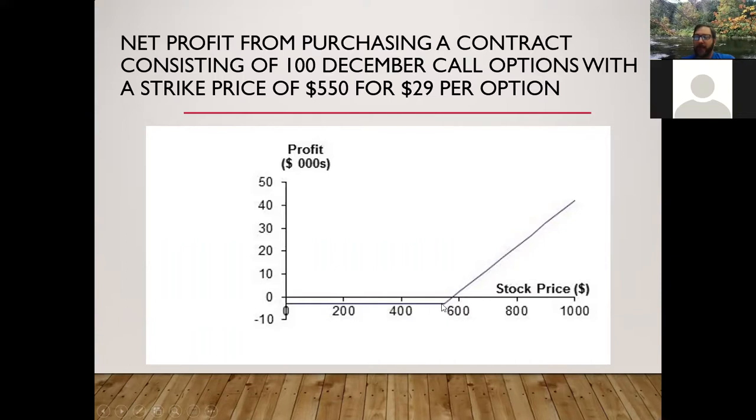But then once I hit $550, right, the value goes up just like the stock price would go up, right? So for every dollar increase in the stock, I get a dollar increase in my profit, right? And so once it gets up to 579, assuming no transaction costs, I'm not paying a commission or whatever, at 579, so the 550 plus the $29 I had to pay, I'm back to zero, right? And then anything over 579, I'm making money, right?